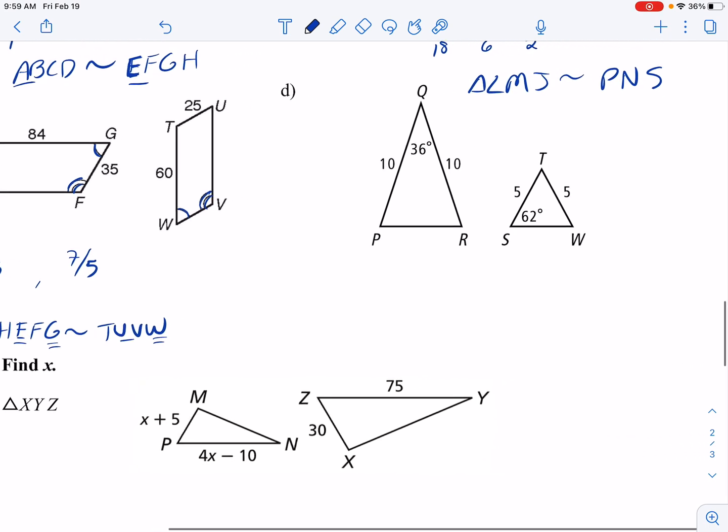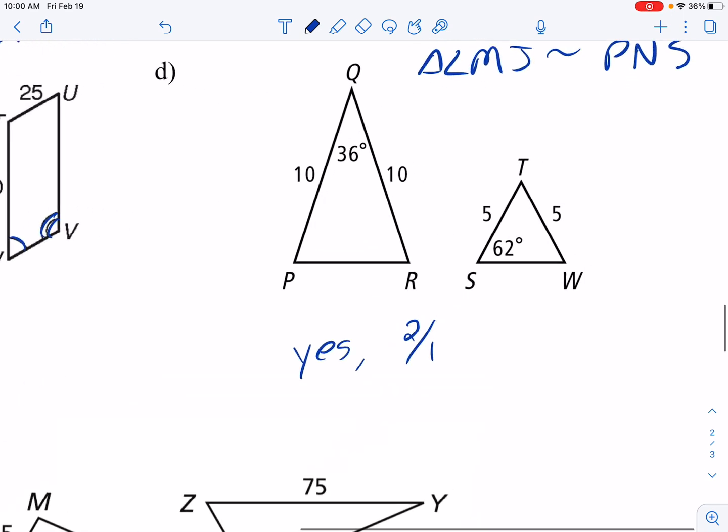And then for D, yes, these were also similar. The ratio of the sides was 2 to 1. You needed to know that because these two sides are congruent, these two angles were congruent, so these were going to both be 62. That is something you know for sure with isosceles triangles. And then again, if these two sides are congruent, that means this is also 62, and you could find this last angle by adding 62 and 62 and subtracting from 180.